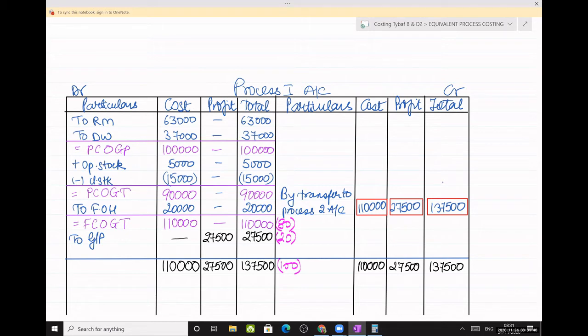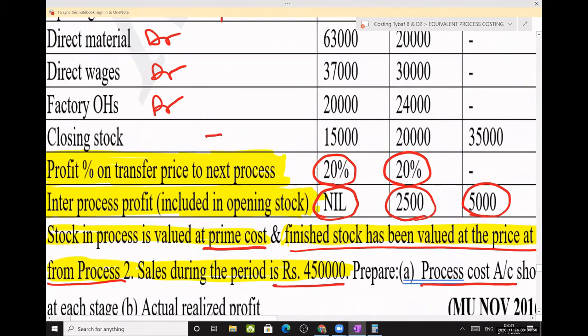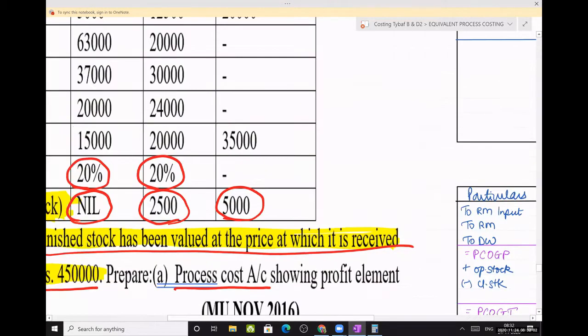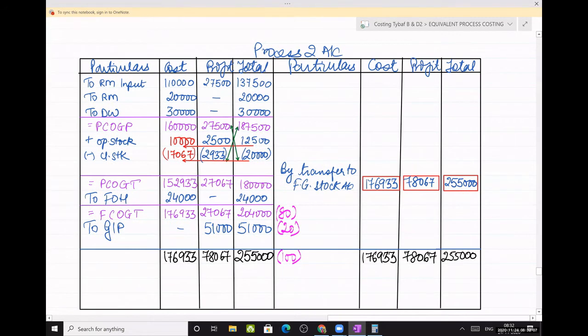So the first process is obviously easy because opening stock में profit element नहीं था, इसलिए closing stock में भी नहीं था. But the second process रहता है, profit element है. So I'll take you to the question here. Inter-process profits included in opening stock is nil, but in the second process it is 90,500. Start with process 2. Make process 2 account.